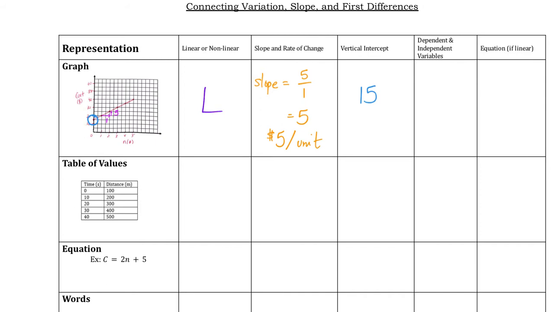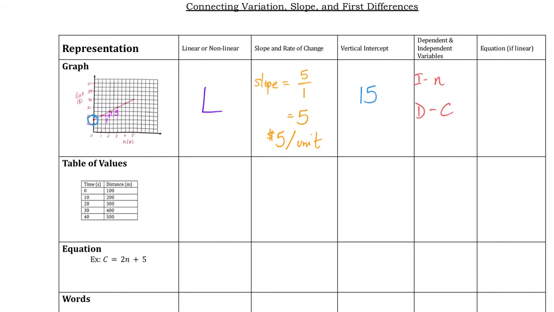Okay, now that we've done that, I can jump over to dependent and independent variables. And as I take a look at that, my independent variable is always on the x-axis or the horizontal axis. So that is n for whatever that represents. And then my vertical axis is my dependent, and that would be maybe a C for cost.